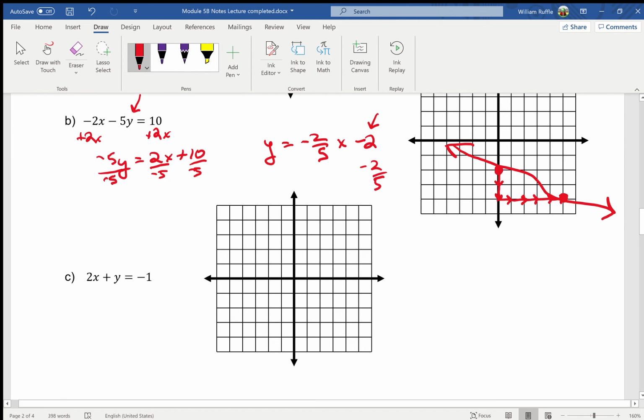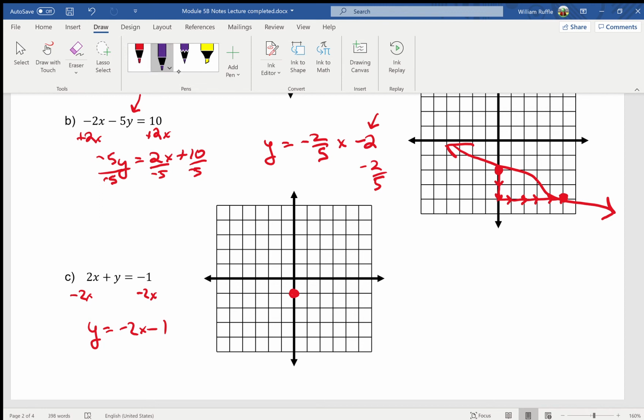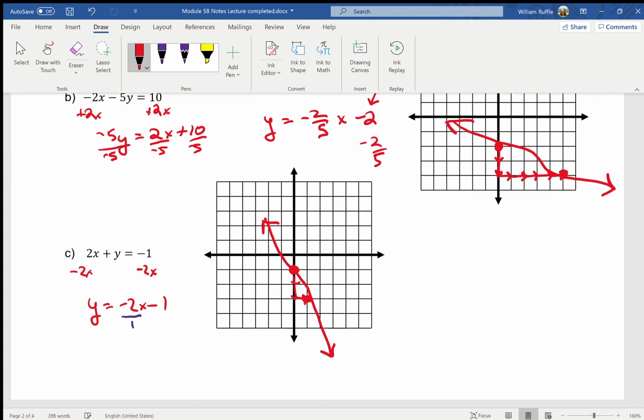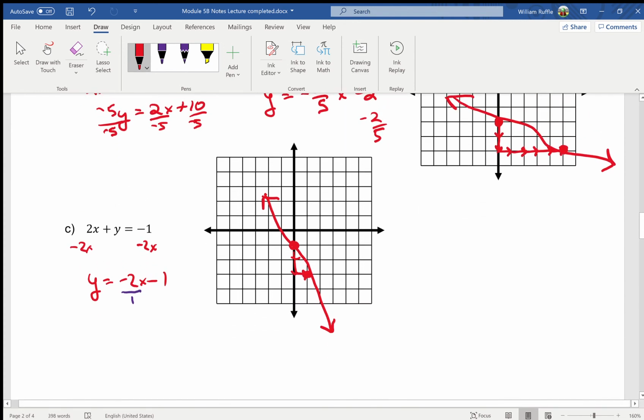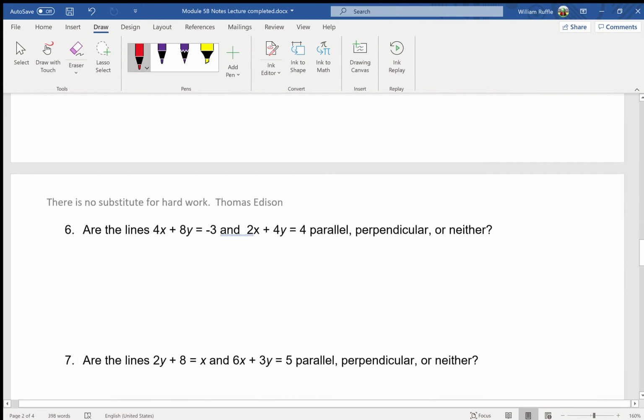And so my last one here, strangely enough, they're all negative slopes here, but if I solve for y, I subtract 2x over here. So I get y equals negative 2x minus 1. So my y-intercept is negative 1. Now there's no fraction here, so what I have to do is put this over 1. So when I graph this, I go down 2, 1, 2, and then I go over just 1. Plot my point, and there's my graph. Okay, that's how you're going to graph using the slope and the y-intercept.